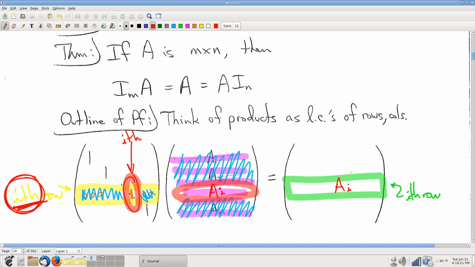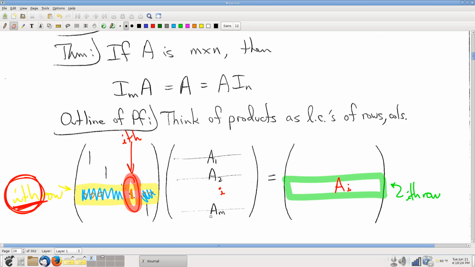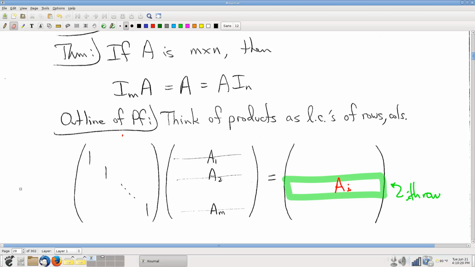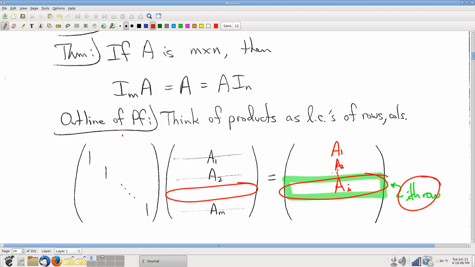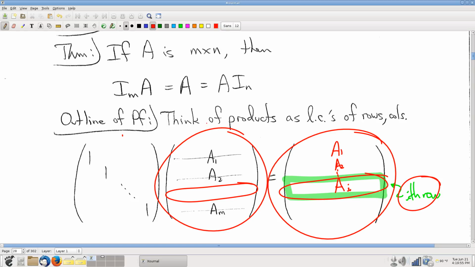So, long and the short of it, what I've shown is that in this product, the ith row of the product is exactly the ith row of the original matrix. And this is true for all values of i. So, for example, the first row is the first row of the original matrix. The second row is the second row of the original matrix, etc. And so, in fact, the product is this original matrix. This product is exactly that matrix.